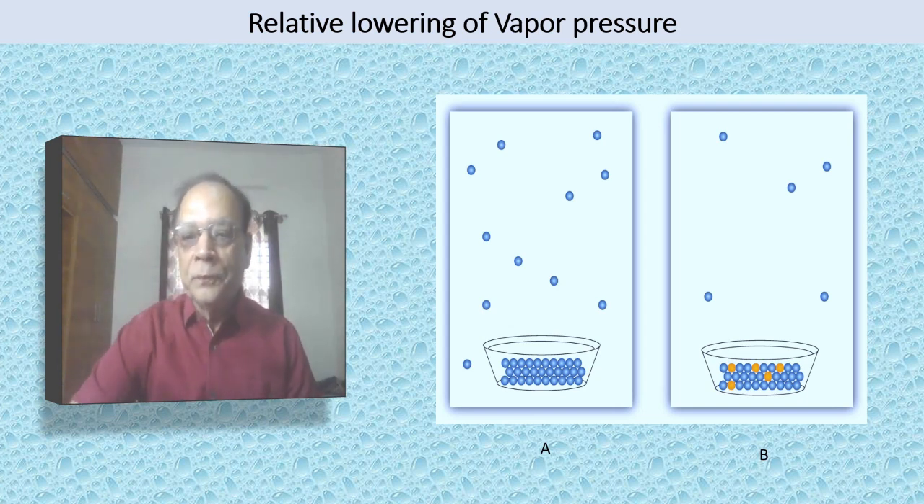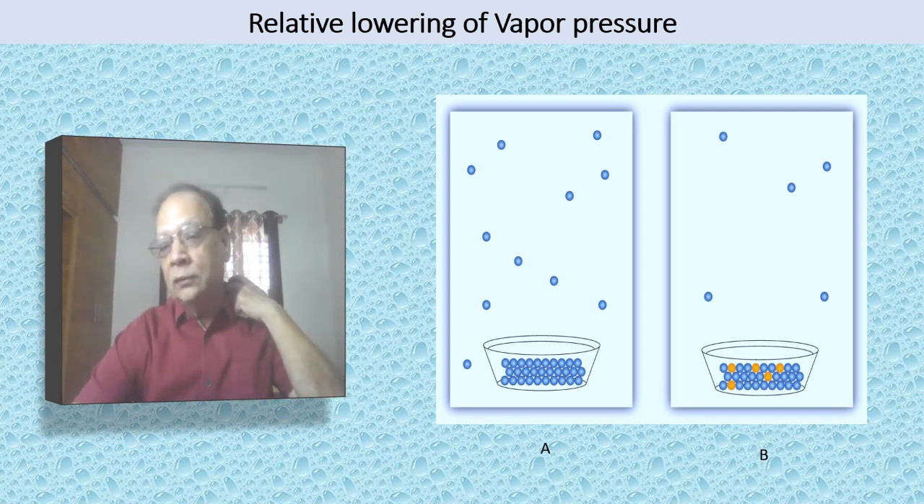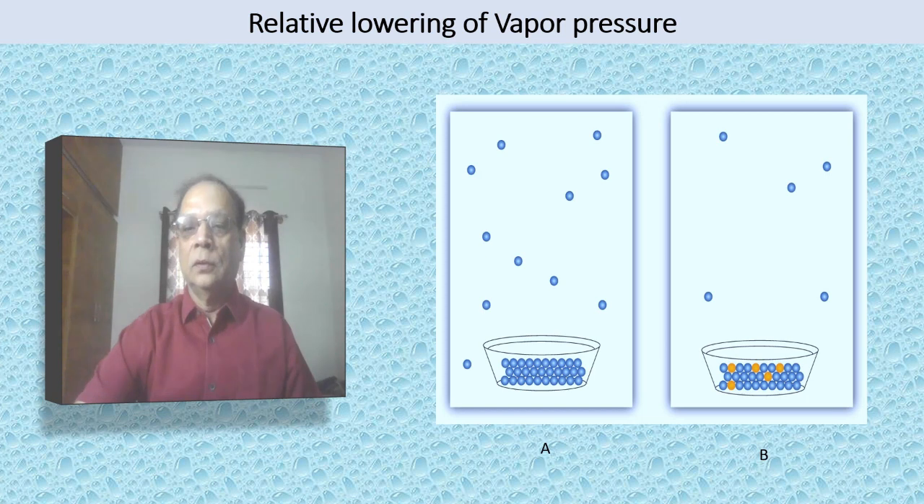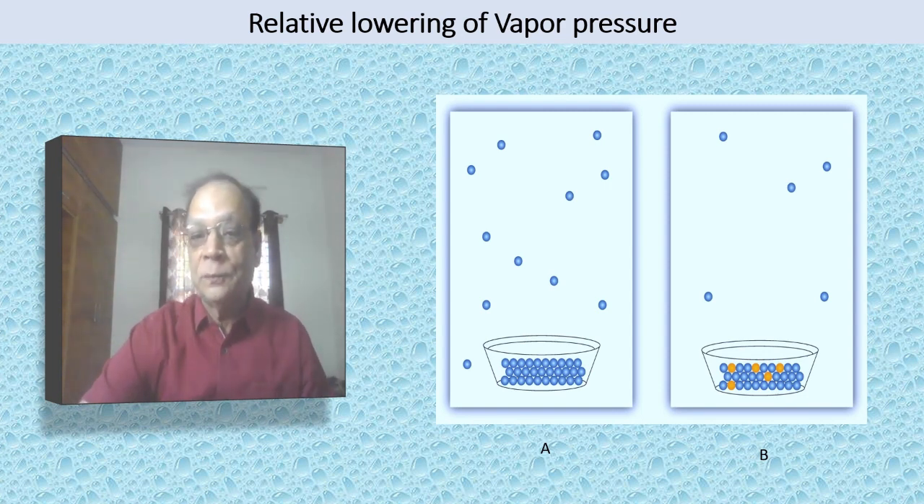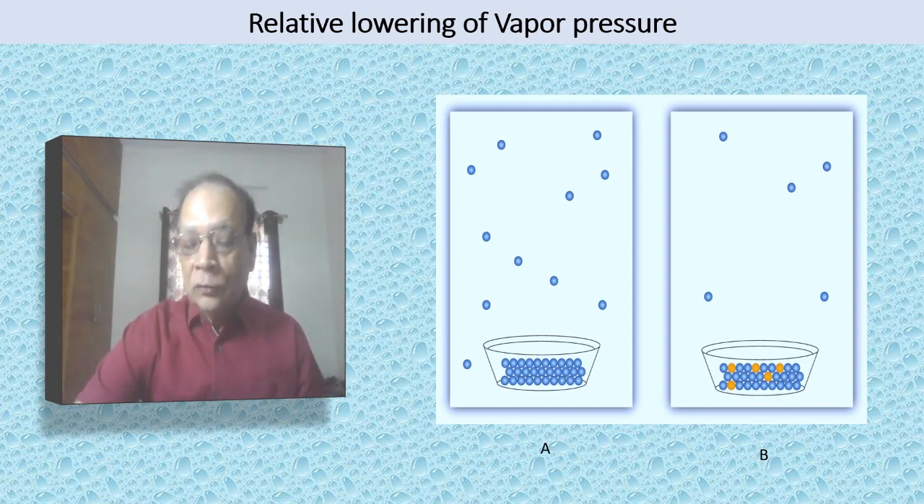Hello, everybody. Here in the third part of the lecture on solutions, we try to see the relative lowering of vapor pressure, which is one of the colligative properties. There are three more to be discussed in different sections. So parts 4, 5, and 6 are coming up later.